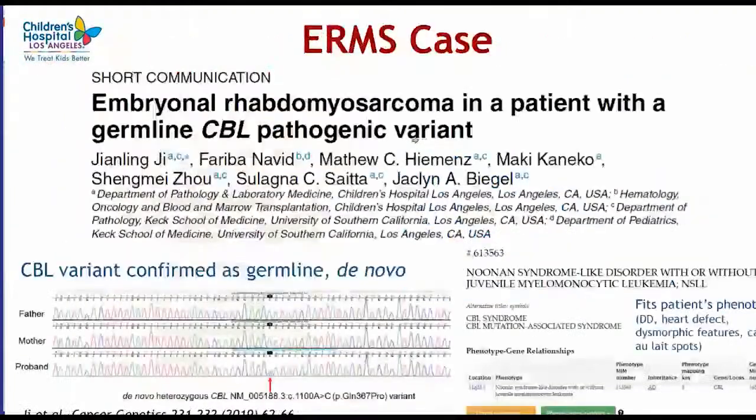Another quick example of how sometimes there is no obvious correlation between the mutated gene and the tumor type is this case that was actually published as a case report by my colleague Jenny G. In this particular patient, he was diagnosed with embryonal rhabdomyosarcoma, but he had some other abnormal phenotypes: developmental delay, heart defect, dysmorphic features, cafe au lait spots, but his genetic diagnosis was not established at the time. By somatic testing, we detected a CBL variant, a known pathogenic variant in CBL that is associated with the Noonan syndrome-like disorder. So germline CBL variants are associated with Noonan syndrome-like disorder with susceptibility to juvenile myelomonocytic leukemia.